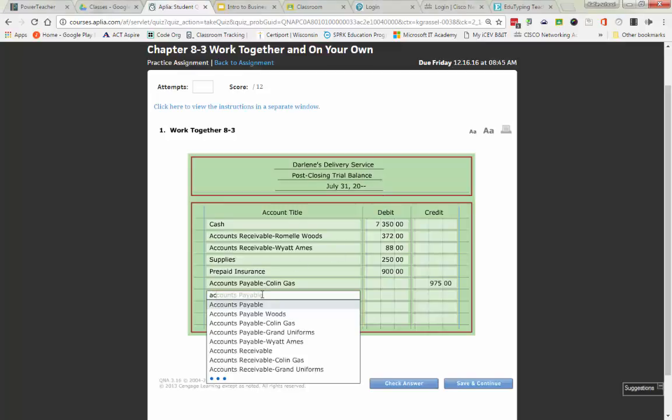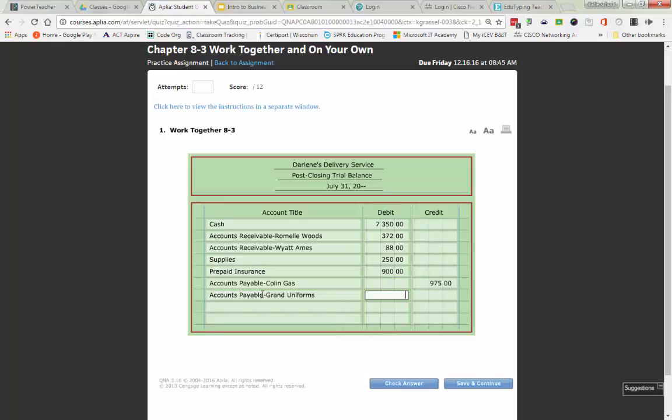$975. After accounts payable, Colin Gas, I have accounts payable, Grand Uniforms, for a credit of $212. Darlene Wong, Capital, for a new balance of $7,773. And then after account number 310, every single one of those accounts should have a zero balance. Would you agree they have the lines through them? So if it doesn't have a balance, it doesn't go on our post-closing trial balance.